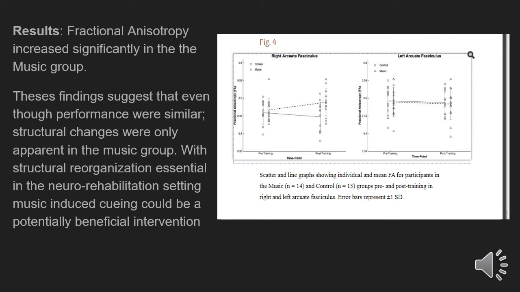Now, if you look up on the chart, they also looked at the left arcuate fasciculus, and neither group saw any significant changes, which was to be expected considering they were training the left hand.